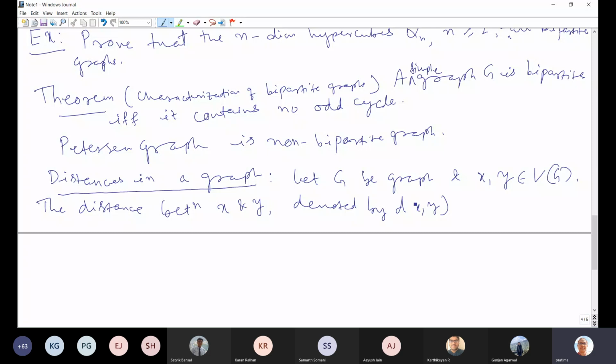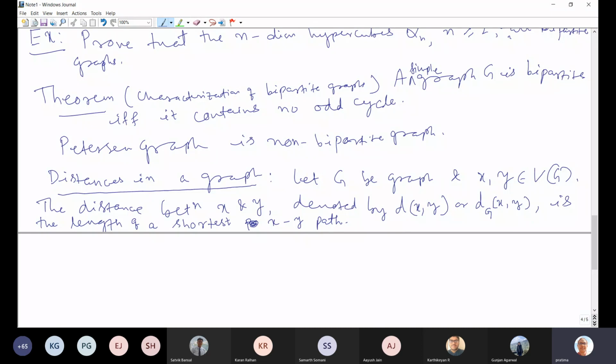Or, if you are dealing with many graphs that might have vertices in common, or subgraphs, and you want to be specific about which graph, then we may put a subscript, d_G(x, y). This distance is defined as the length of a shortest path between x and y, the length of a shortest x-y path.